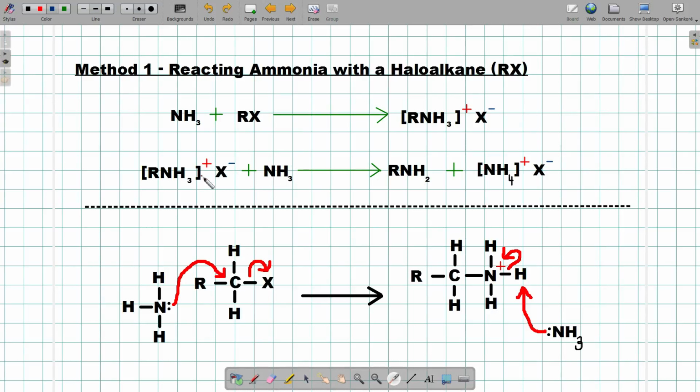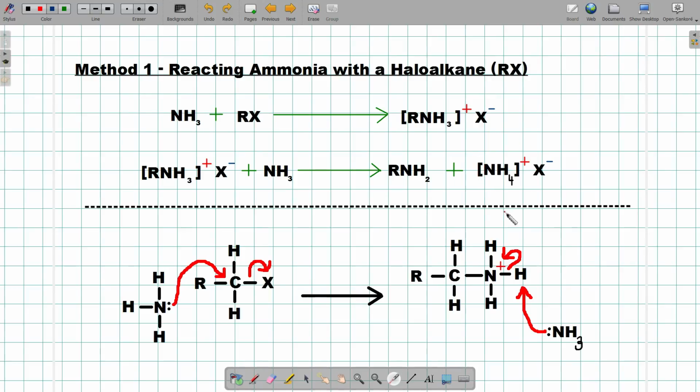And so that'll take away the positive charge from this and form an amine. This is the amine with an R group attached to it. And this, which has now become ammonium with NH4, will have an overall positive charge because nitrogen has 4 bonds, and it will form an ammonium salt here.